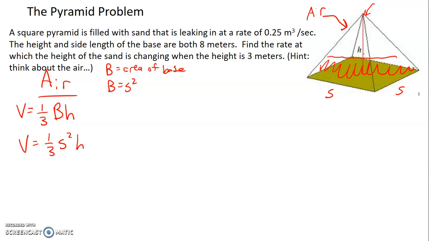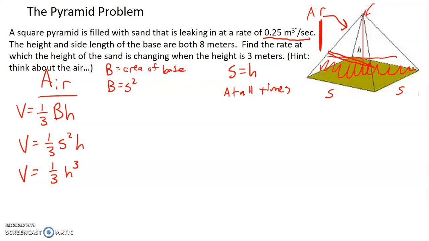And as we fill it with sand, whatever the length of the side is always going to be the same as the height when we're thinking about the pyramid of air. So we know that S is equal to H at all times. It starts with both of them being equal to 8, but then as we fill it up, that's going to change, but they're always equal to each other. So instead of writing the volume as 1/3 S squared times H, I can write the volume as 1/3 H squared times H, or just 1/3 H cubed. Just replace S with H.